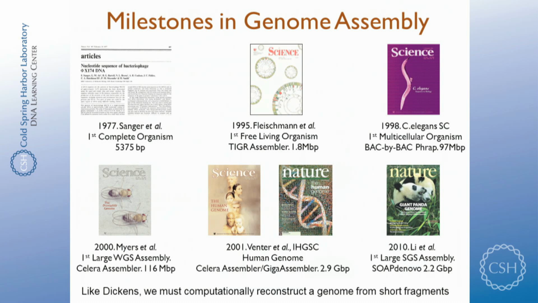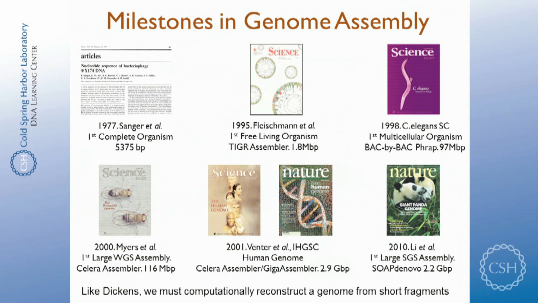So genome assembly has a very long history in genomics. It's really fundamental, right? The very first complete organism published by Sanger, when he was publishing the Sanger sequencing paper, for which he won the Nobel Prize, even then he was not able to sequence 5,000 base pairs in a row. He was able to sequence little tiny fragments that then had to be reconstructed into larger and larger segments.